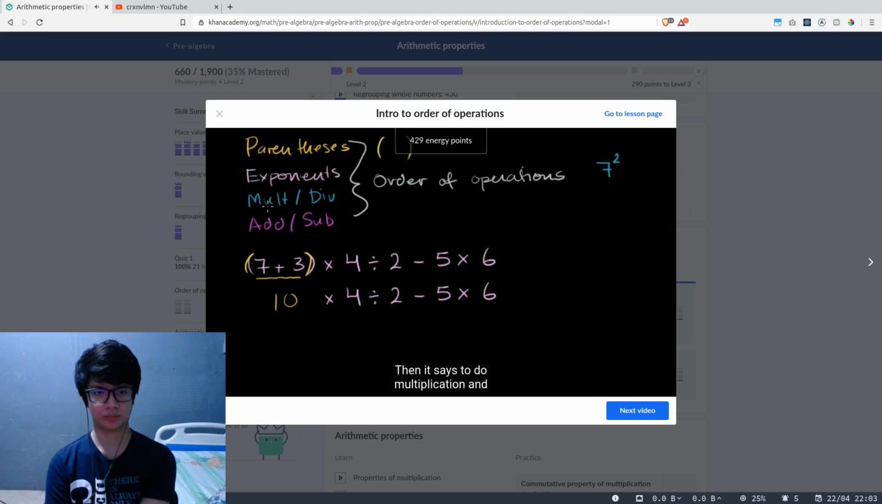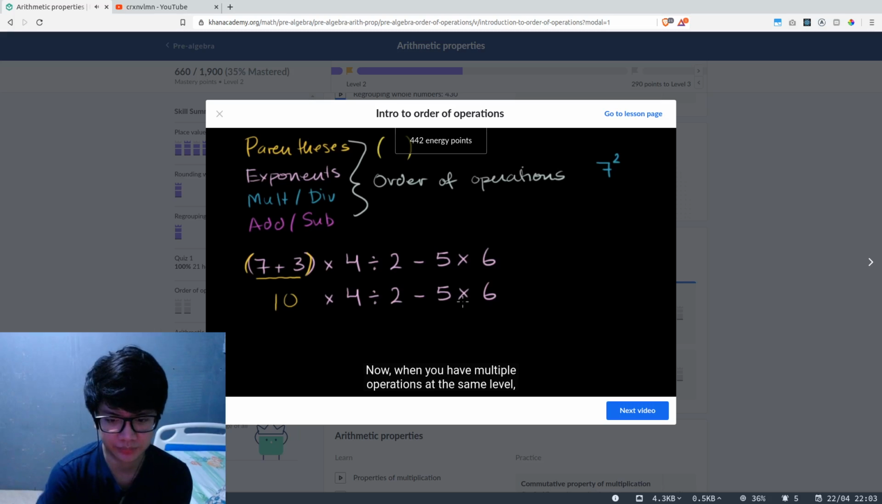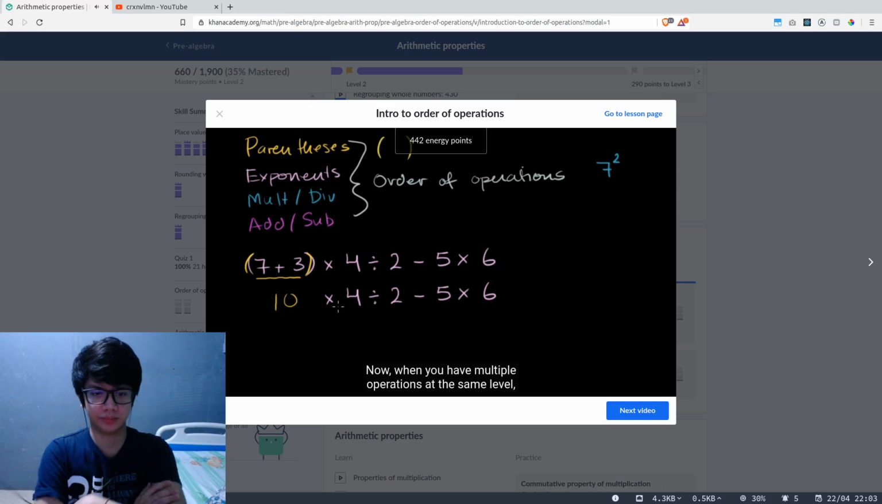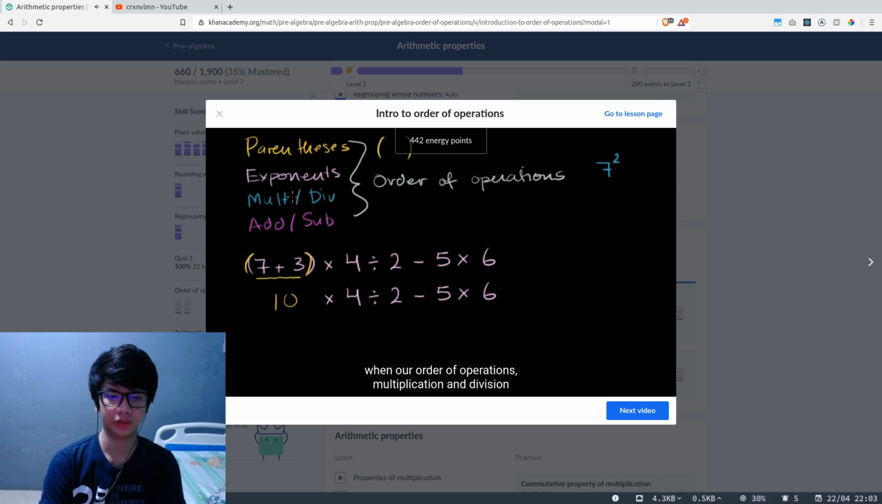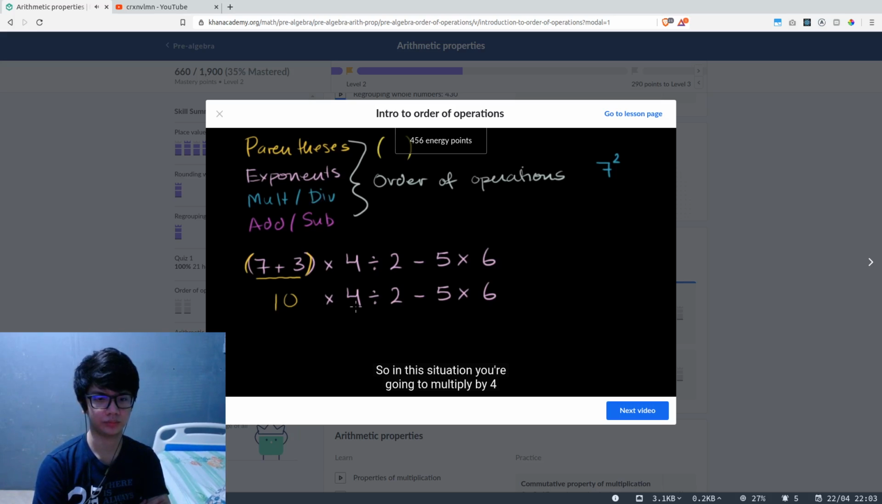Then it says to do multiplication and division next. So where do we see multiplication and division? We have a multiplication, a division, a multiplication again. Now, when you have multiple operations at the same level, and in our order of operations multiplication and division are at the same level, then you do left to right. So in this situation, you're going to multiply by 4 and then divide by 2. You won't multiply by 4 divided by 2. But then we'll do the 5 times 6 before we do the subtraction right here.